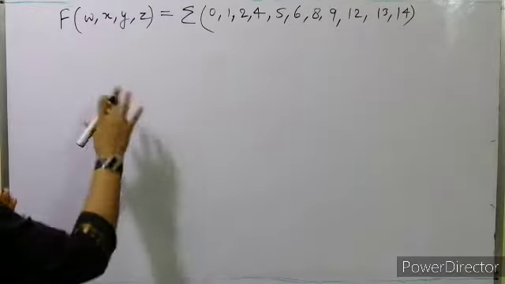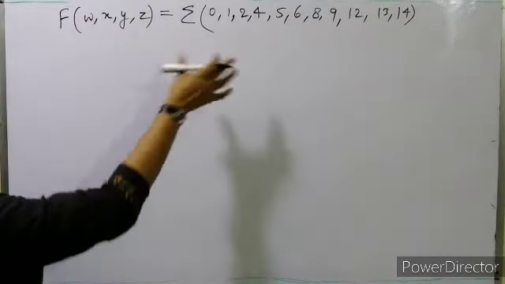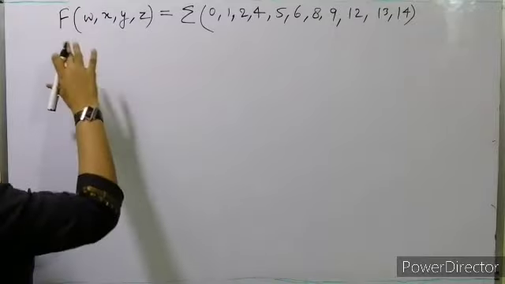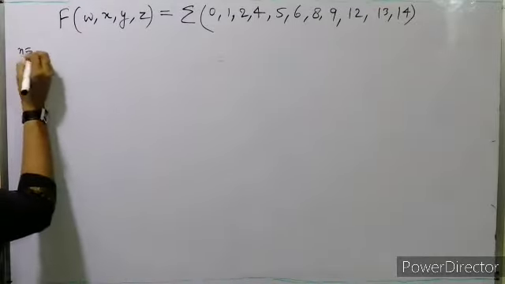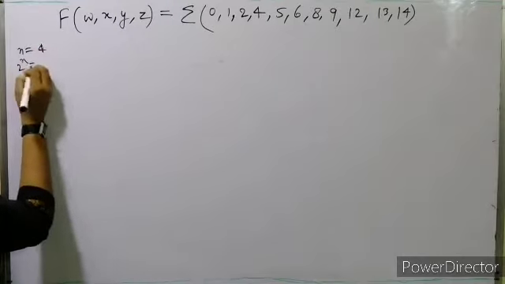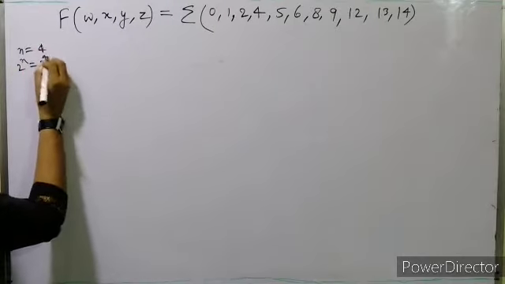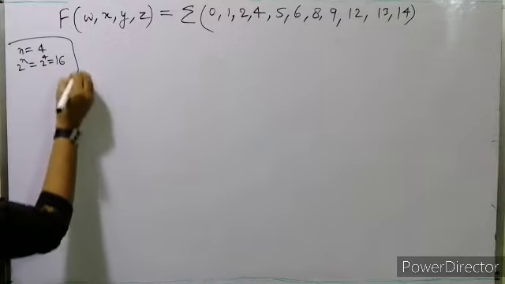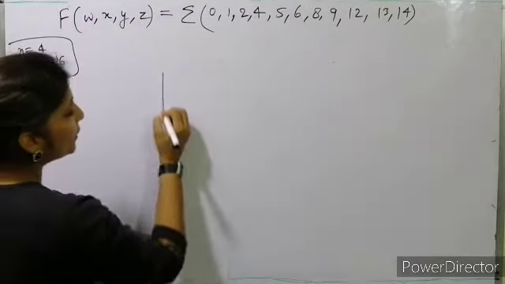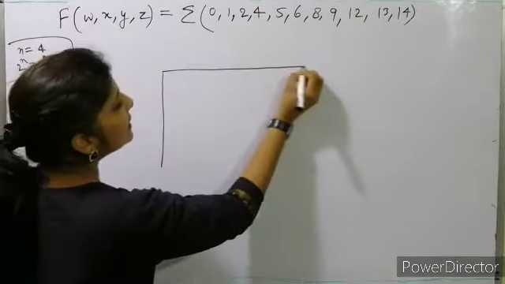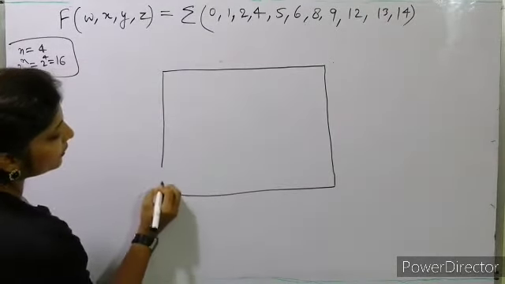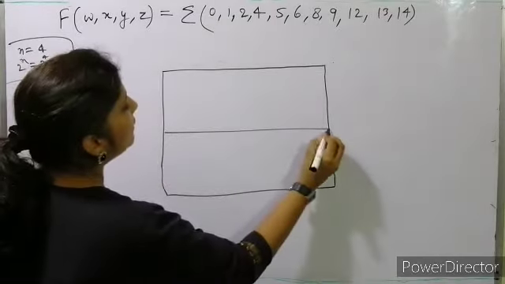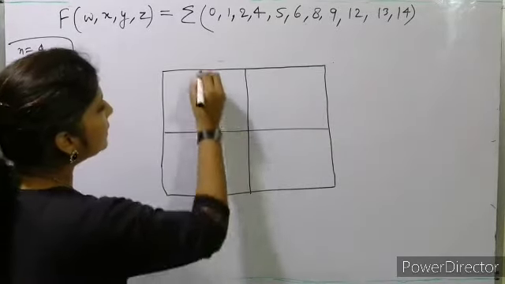This is one function given, with the minterms given, and see, there are 4 variables. So when n is equal to 4, 2 to the power n will be 2 to the power 4, that is 16. So we need 16 boxes. So what we'll do, just as we did for 4 boxes, the same we will do for 16 boxes. Okay, divide this, again divide this.